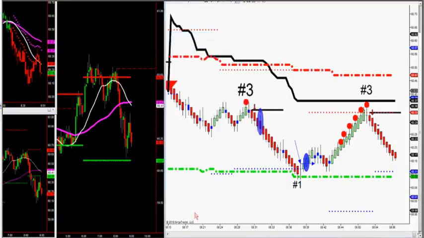Congratulations. All right. Next trade is going to be a breakdown, retest of 60.07 if it happens on crude.